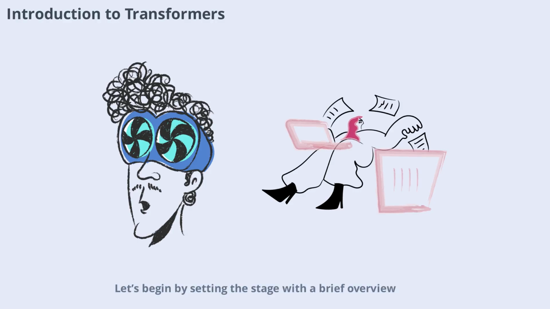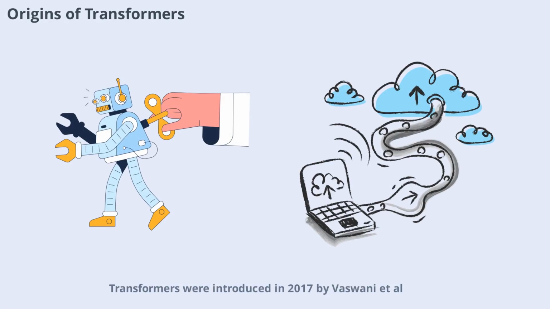Let's begin by setting the stage with a brief overview of their origins and the problems they were designed to solve. Transformers were introduced in 2017 by Vaswani et al. in their groundbreaking paper, Attention is All You Need. Before Transformers, models like RNNs and LSTMs dominated sequence modeling tasks, but they struggled with long-range dependencies and parallelization. The Transformer architecture addressed these limitations by leveraging self-attention mechanisms, enabling models to process entire sequences simultaneously. This innovation paved the way for significant advancements in machine translation, text summarization, and more.